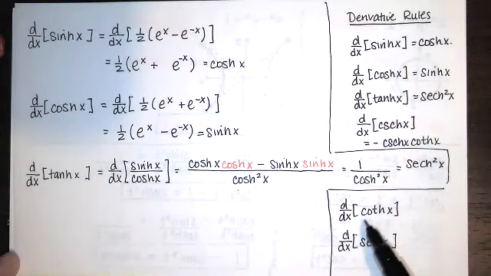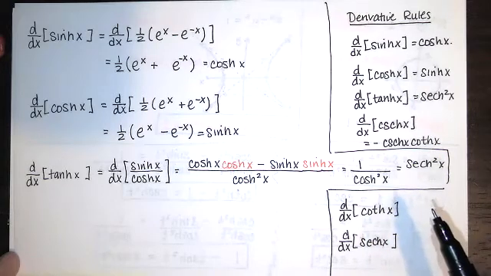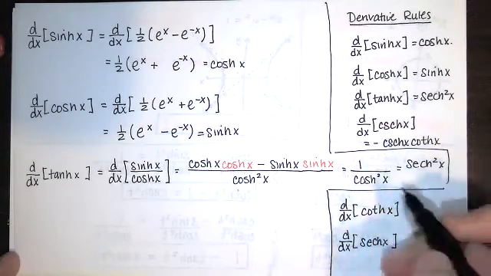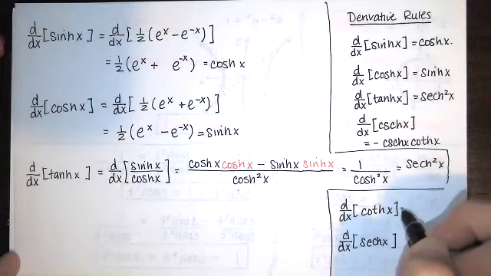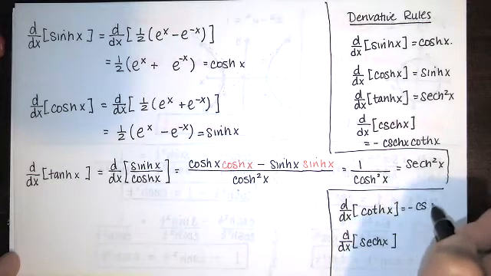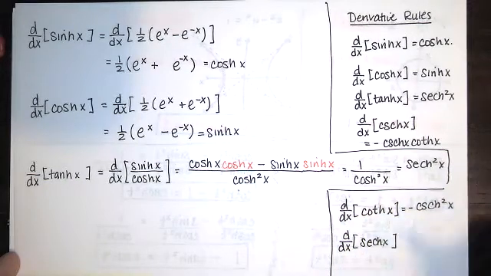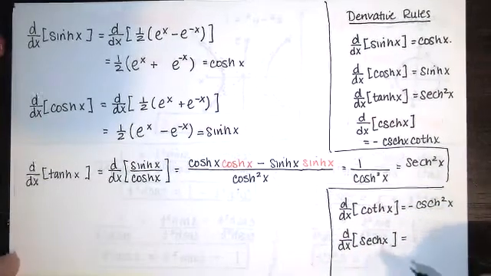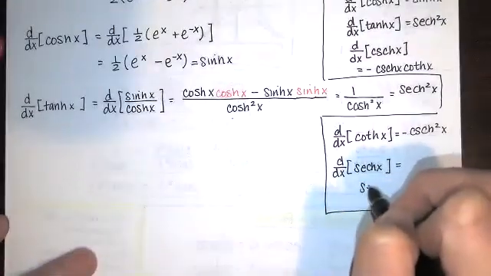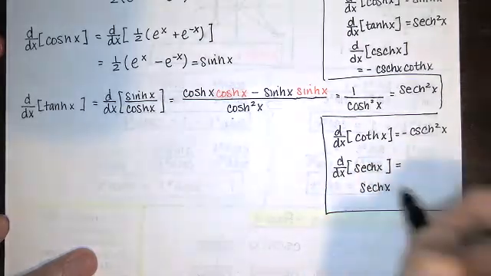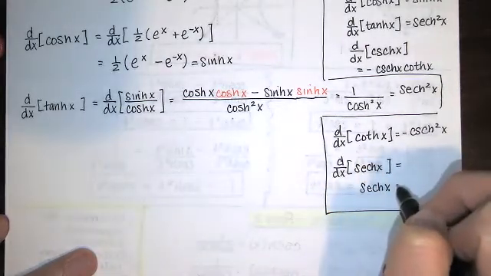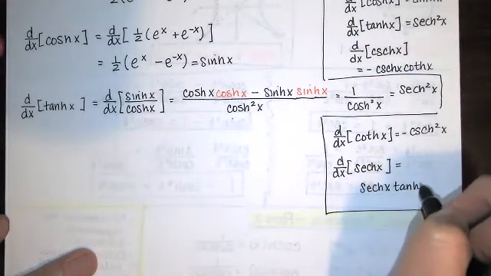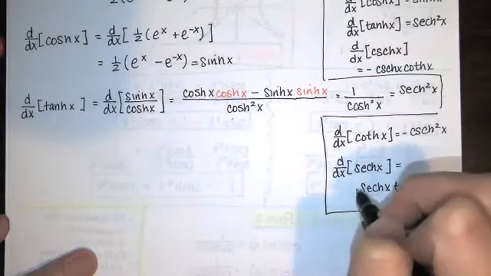The derivative of cotangent is negative cosecant squared. Derivative of hyperbolic cotangent is negative hyperbolic cosecant squared. Derivative of secant is typically secant times tangent. So the derivative of hyperbolic secant is hyperbolic secant times hyperbolic tangent, but this time it's negative.